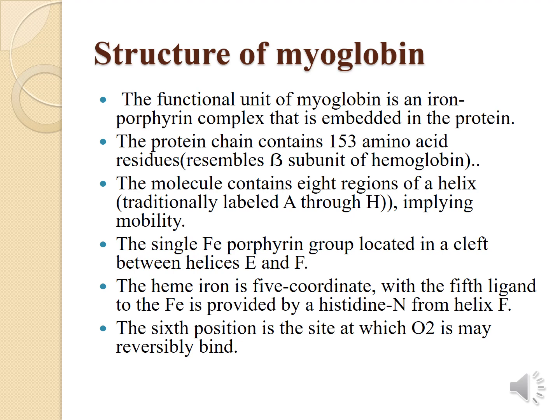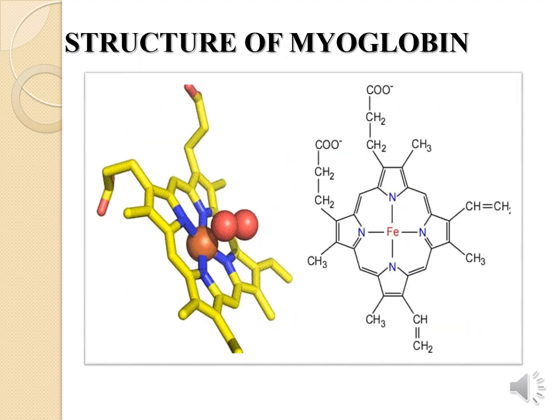The molecule contains 8 regions of alpha helix, implying mobility, and a single iron porphyrin group located in a cleft between helix E and F. The heme iron is 5 coordinate, with the fifth ligand to the iron provided by a histidine N from helix F. The sixth position is the site at which oxygen may reversibly bind. So this is the structure of myoglobin, which I have explained in the previous slide.